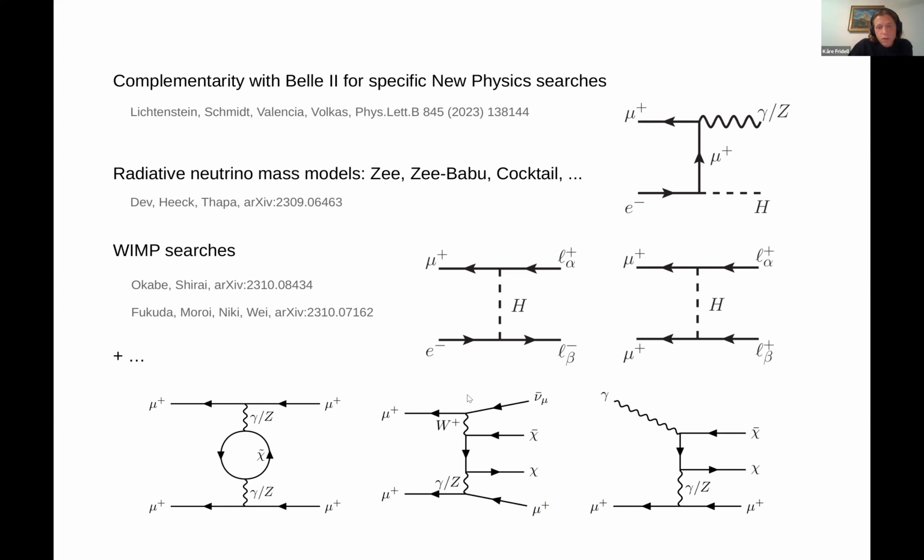You could also search for WIMPs, like dark matter, either via corrections to the t-channel mediator in elastic muon scattering or via the production of massive WIMPs in the final state.